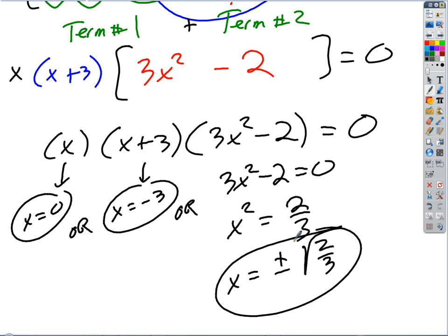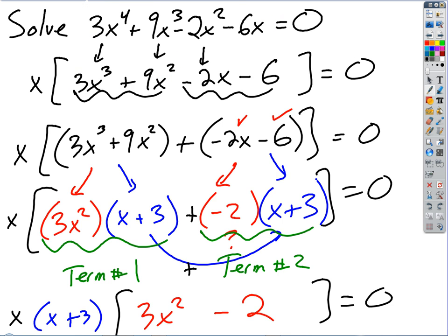Okay. So I got 4 answers out of that, right? That big problem gave me 4 solutions. x equals 0, or x equals negative 3, or x equals the square root of 2/3, or x equals minus the square root of 2/3, right? Okay? All right, so that's how we deal with those.